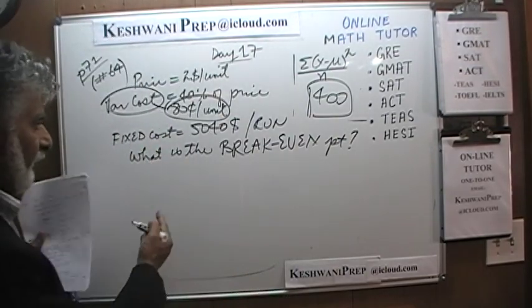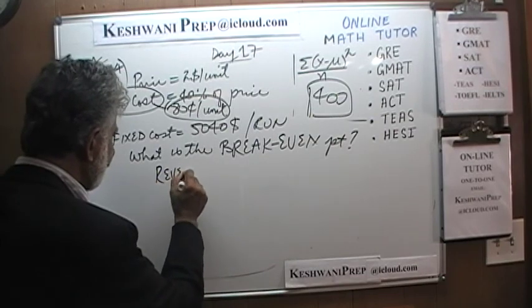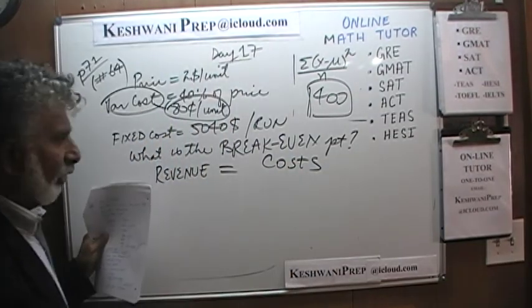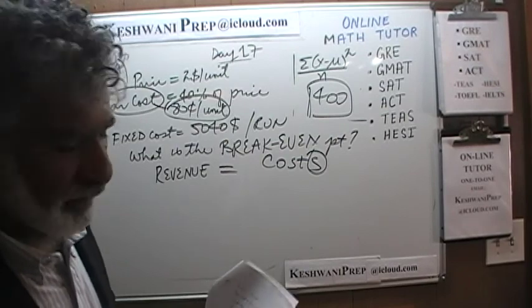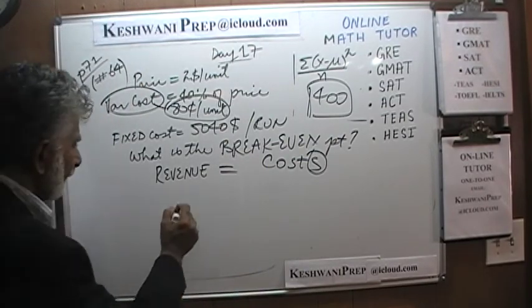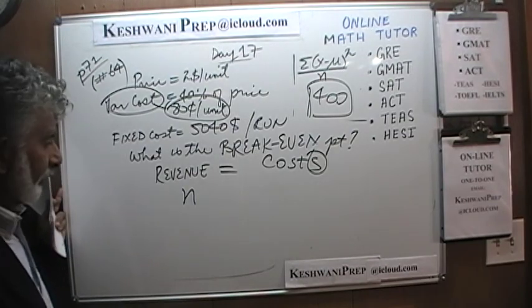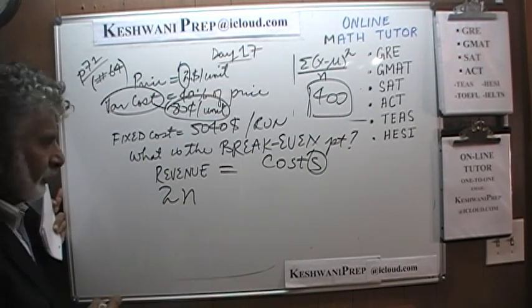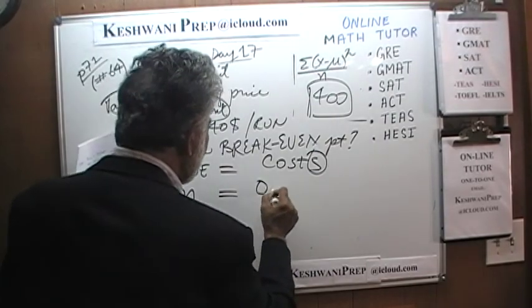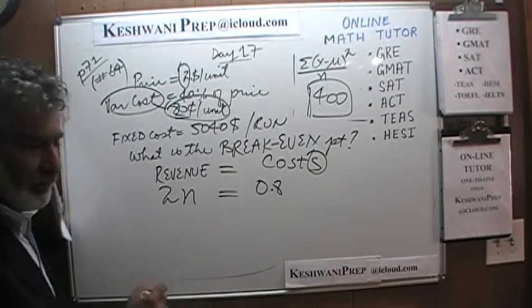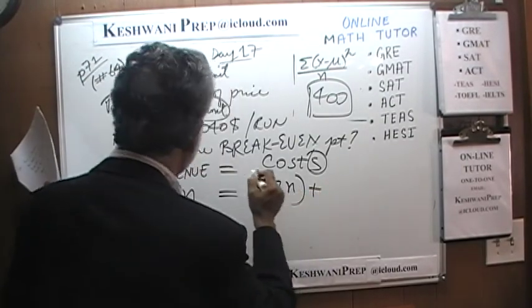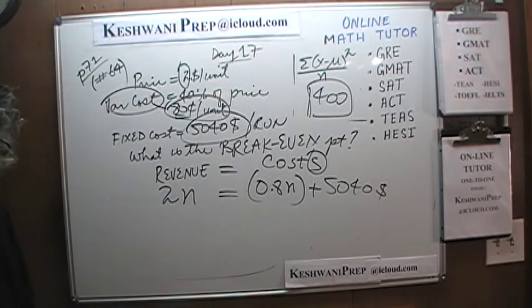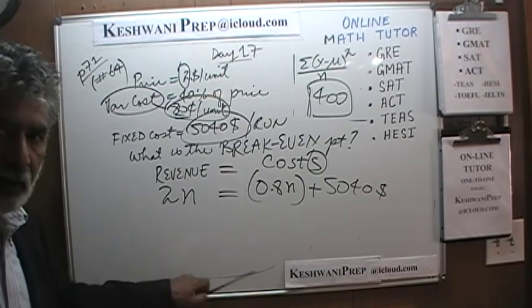Let's set it up, shall we? Since we want a break-even point, we want our revenue to be equal to our cost. And it says cost, plural, because we have a fixed cost and a variable cost. So if we're going to sell n units, and we want to find out what that magic number is, and if we sell n units, each one of them for $2 each, we're going to get 2 times n dollars. Makes sense, doesn't it? And that has to equal the 80 cents per unit variable cost for n units, plus the fixed cost, which is $5,040. We just have to solve that equation for n, and that's our break-even point. That's how many units we have to sell in order to break even.